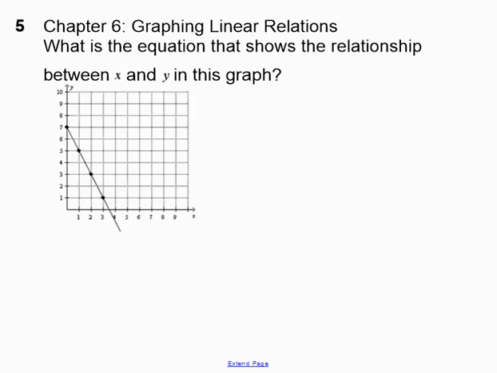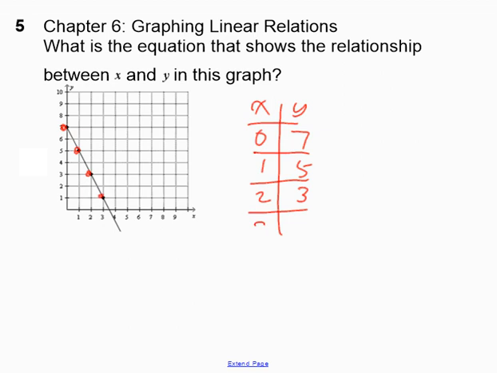Question 5, it says find the equation for this. So in order to find the equation that shows the relationship between x and y, you need to make a table of values and put your ordered pairs down. The first ordered pair is this dot right here, which is 0 on the x and 7 on the y. This one here is 1 on the x and 5 on the y. This one here is 2 on the x and 3 on the y. And this one here is 3 on the x and 1 on the y.